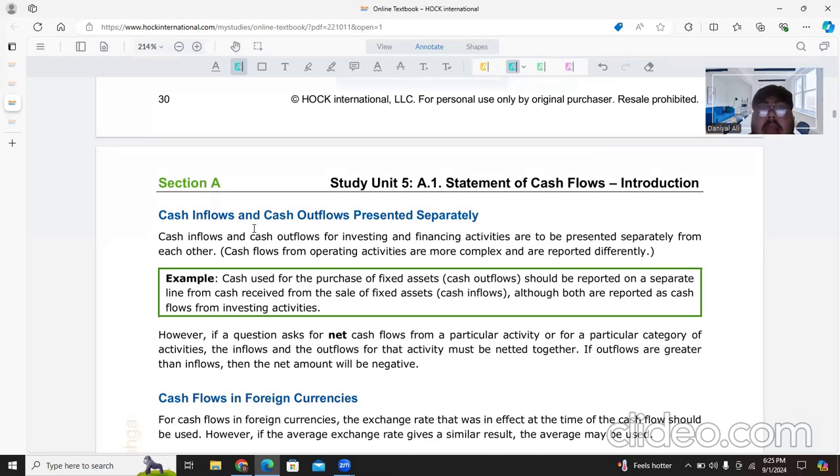It states cash used for the purchase of fixed assets. It means we report cash outflows. We should report a separate line item for cash received from the sale of fixed assets. So you should show your purchases separately, and your inflows separately, although both are reported in cash flows from investing activities. Just wait for a second, I'll show you in the next workings.